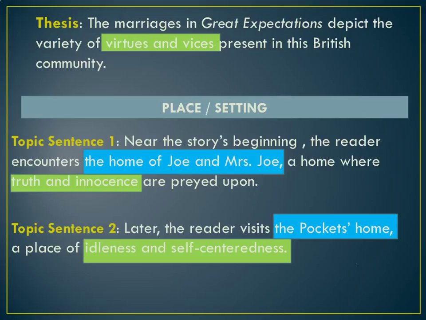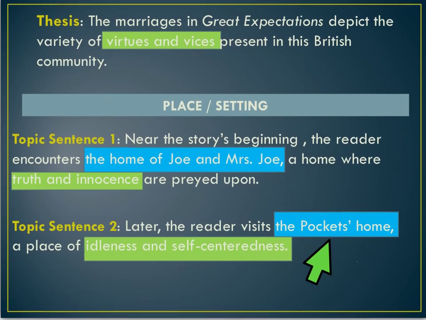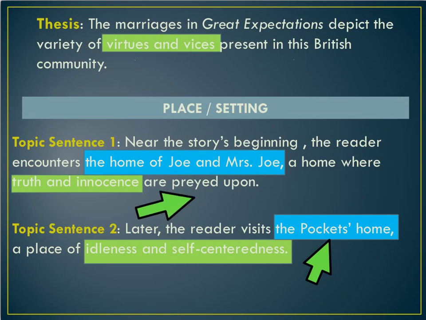If you look at our example topic sentences here, what you'll notice is that this blue language, the writer has decided to organize their examples according to very particular locations. The evidence in the first body paragraph is organized according to the home of Joe and Mrs. Joe in Great Expectations. In the second body paragraph, it's organized according to the Pockets' home.